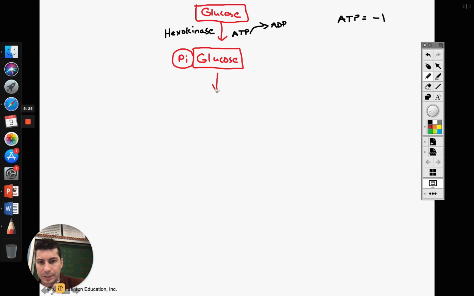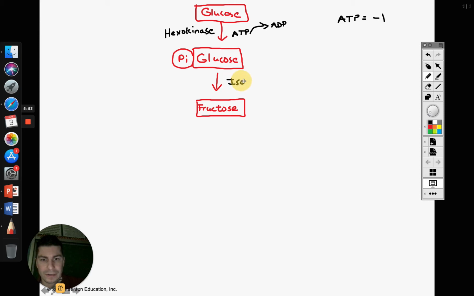So after this, we are going to take our glucose and make it into fructose. If you remember, fructose is an isomer of glucose. And kind of cool here, the enzyme that does this is called isomerase. Glucose, fructose, and galactose all have the chemical formula C6H12O6. So when we do that, we use isomerase, that's our enzyme, and we still have our phosphate attached to it.